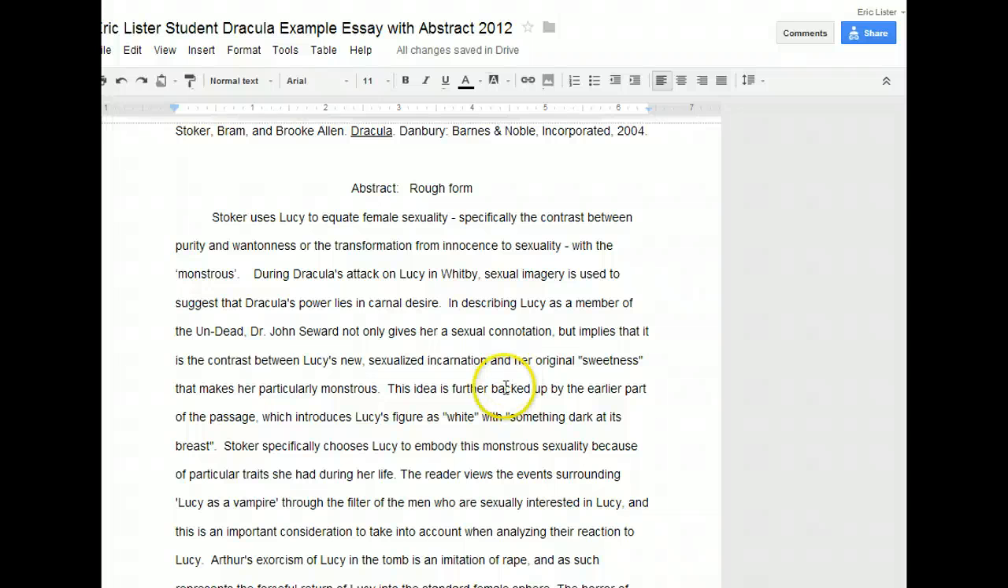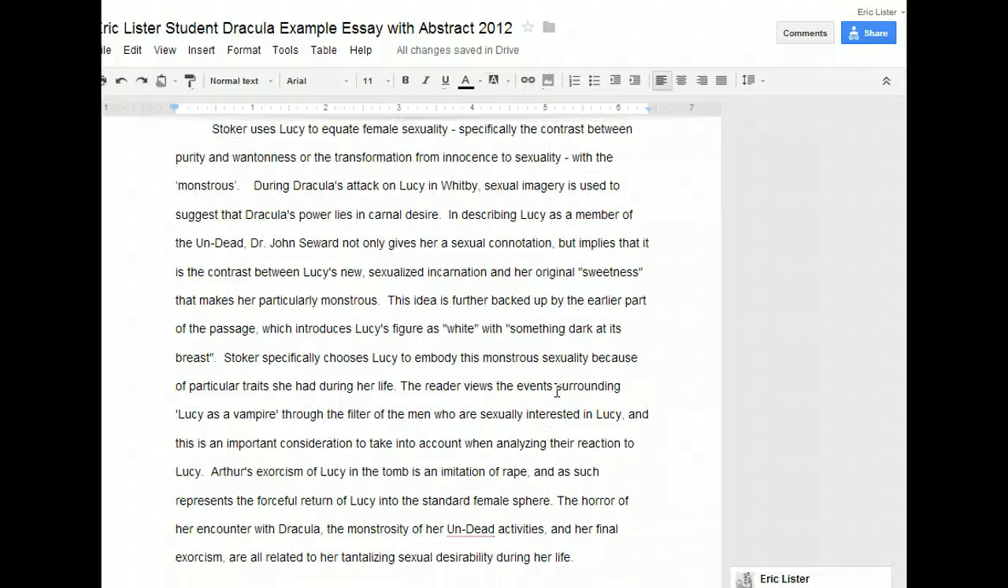Stoker specifically chooses Lucy to embody this monstrous sexuality because of a particular trait she had during her life. The reader views the events surrounding Lucy as vampire through the filter of the men who are sexually interested in her, and this is an important consideration to take into account when analyzing their reaction to Lucy. Arthur's exorcism of Lucy in the tomb is an imitation of rape, and as such represents the forceful return of Lucy into the standard female sphere. The horror of her encounter with Dracula, the monstrosity of her undead activities, and her final exorcism are all related to her tantalizing sexuality and desirability during life.